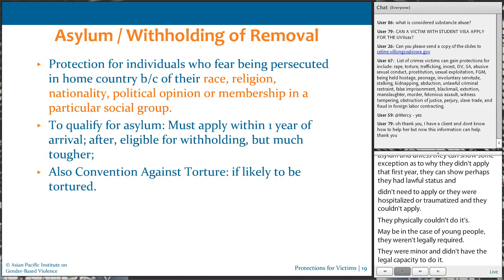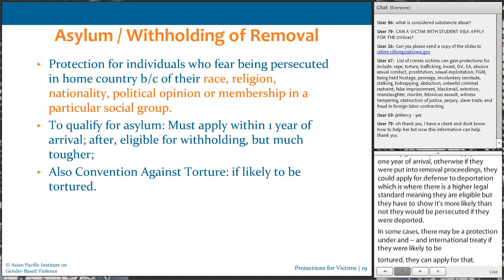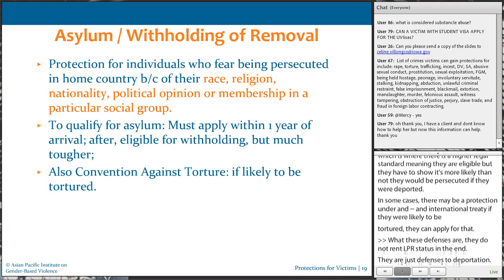Otherwise, if they were put into removal proceedings, they could apply for a defense to deportation, which is where there's a higher legal standard, meaning they're eligible for withholding of removal, but they have to show it's more likely than not that they would be persecuted if they were deported. And then in some cases, there might be a protection under an international treaty relating to protection against torture. If they were likely to be tortured if they were returned to their country, they can apply for that defense to deportation. But what these defenses to deportation are is they don't grant LPR status in the end. They are just defenses to deportation. And so it means that those folks can't be removed to their home country, but they are not actually eligible for LPR status in the long run.